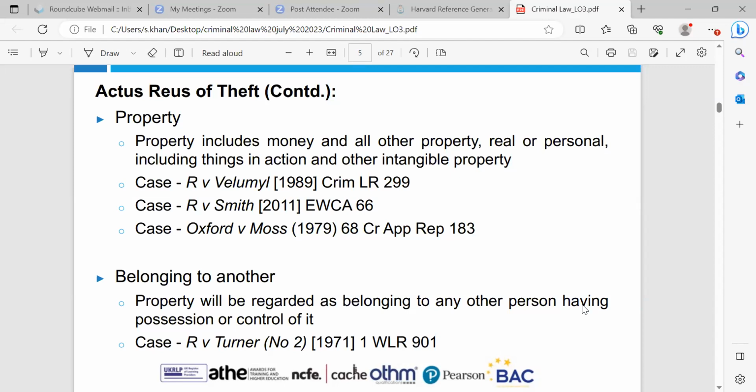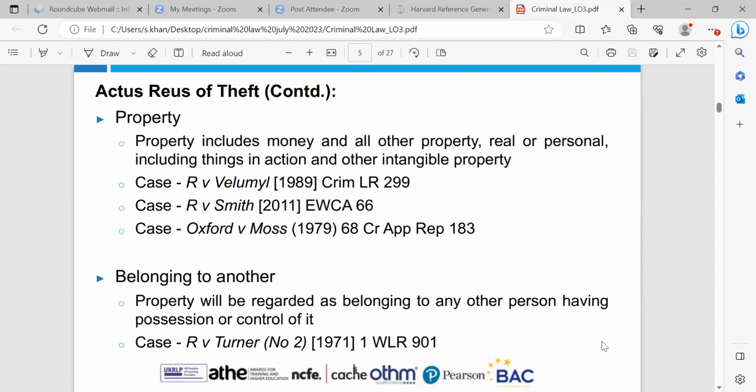The next element of the actus reus of theft is belonging to another. So property will be regarded as belonging to any other person having possession or control of it. The possession or control of the item does not have to be lawful. Where B has stolen jewelry from A and subsequently C steals it from B, B is in possession or control of that jewelry. The wide definition of belonging to another has led to situations in which an owner can be convicted of stealing his own items.